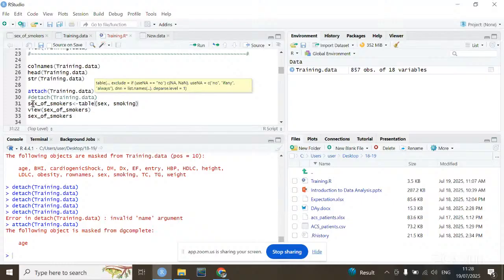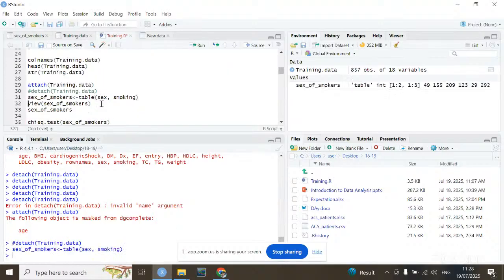We looked at the relationship between sex and smoking status, and we created the contingency table. For us to create the contingency table, we use this function, table.